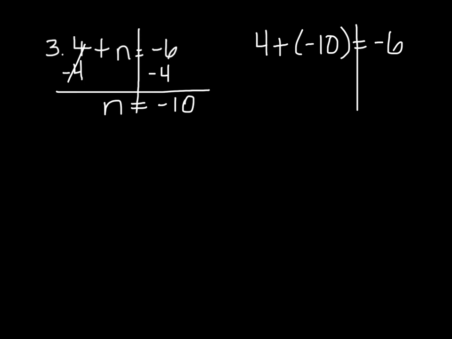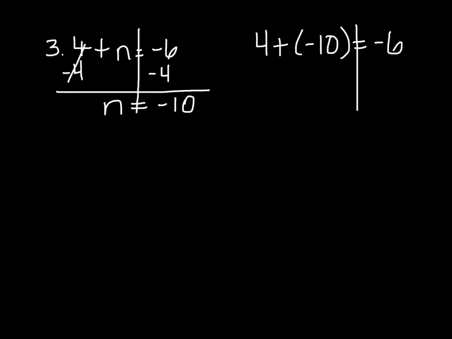I want this side of the wall to end up adding up the same as this side of the wall. It's very important that this side of the equal sign and this side of the equal sign come up to be the same number. For me to do that, I need to add 4 plus negative 10.